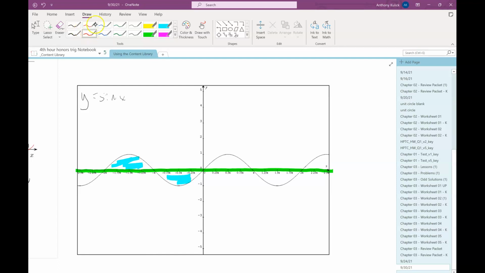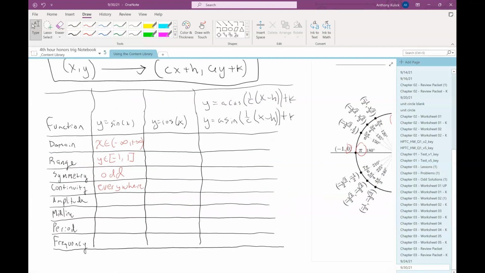Okay. So that midline is the x-axis. I'm going to write it as y equals 0. But I'll write x-axis in next to it.